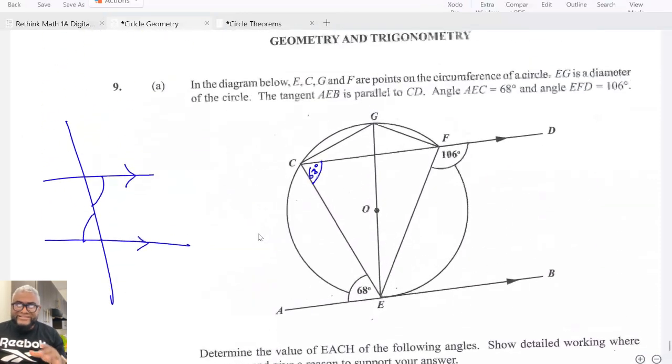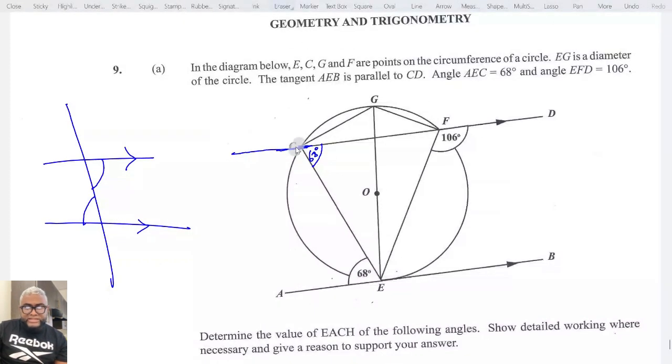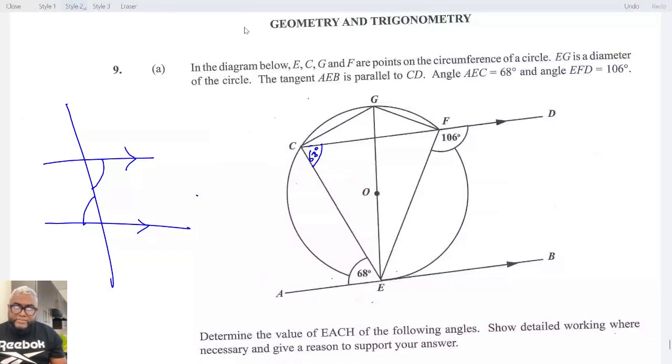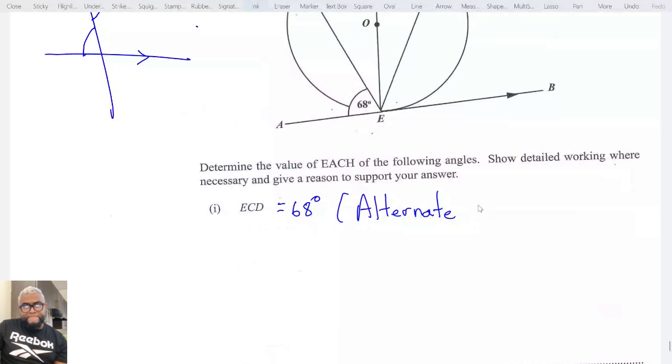So the only thing that might throw you off here is that in the original drawing, the line comes straight out here. The parallel line could throw you off, but that's not the same thing, right, guys? So let's start. I'll write 68 degrees and the reason: alternate angles are equal. Am I going too fast?